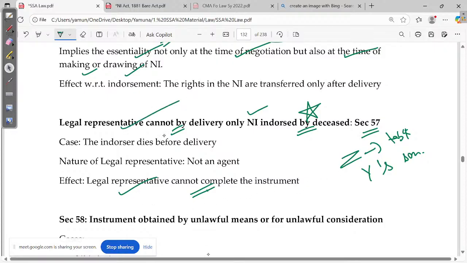The legal heir does not have the right. Cannot by delivery, he can say it's been endorsed to you. So who has a complete right? That one person who is endorsing has a complete right.